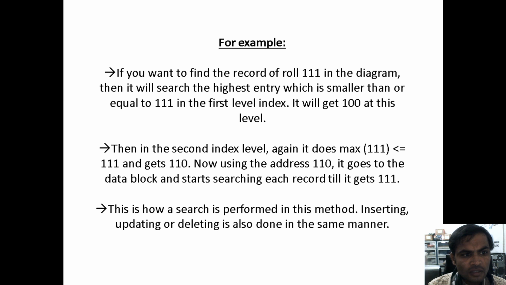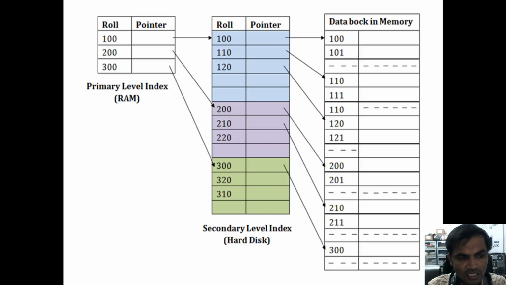Under 111, we are searching for the highest entry with a level smaller than or equal to 111. The first level of the index goes to 100 at this level. Suppose you want to search for 111 in this diagram: it goes to 100, the roll number from 100 to 199, the range that will be there under the secondary index.